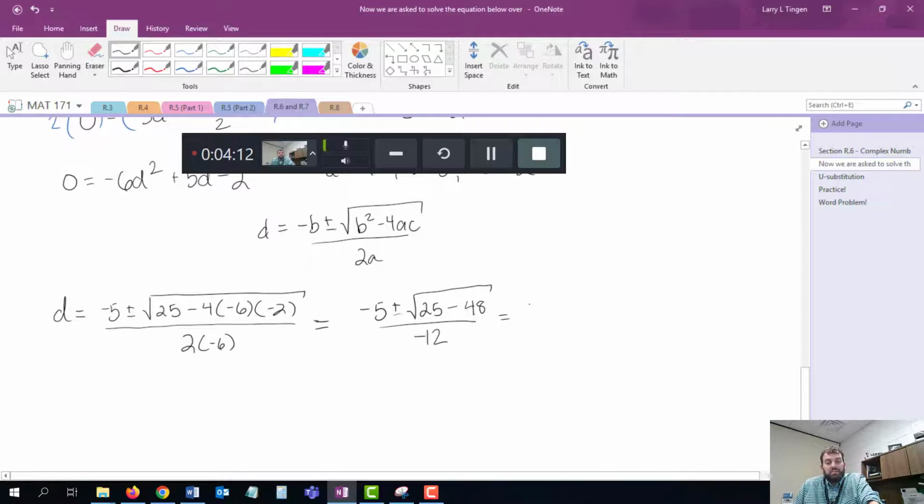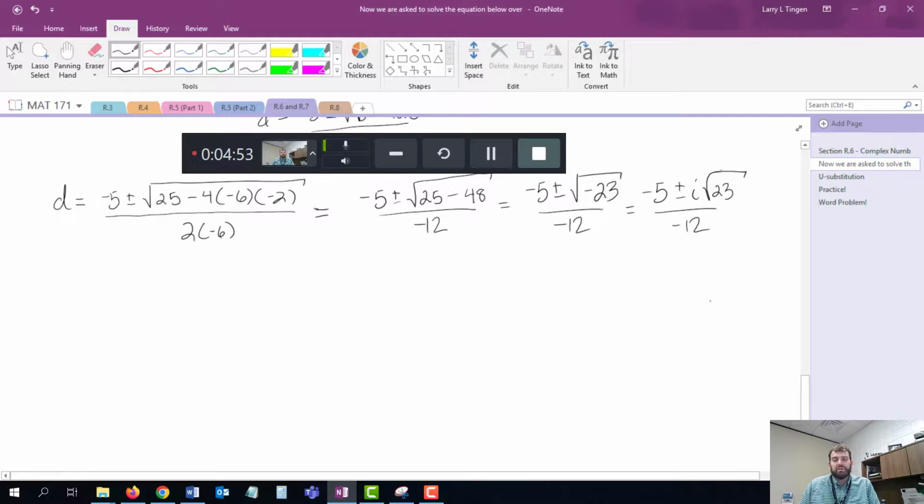25 minus 48. What does that do? 25 minus 48 comes out to negative 20. What? Okay. Well, it'd be almost 25, but it's not. So I think it's negative 23 here, over negative 12. I have a negative under the root. This means my answer is complex because that discriminant is negative. And then I can split it. The 23 does not have any perfect square factors.